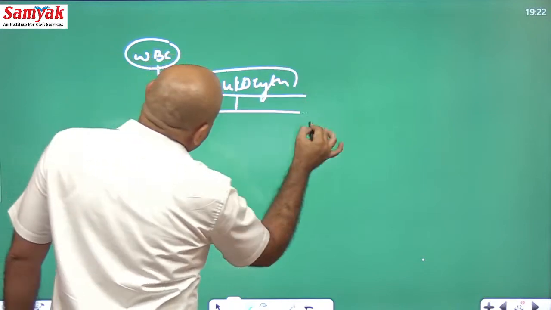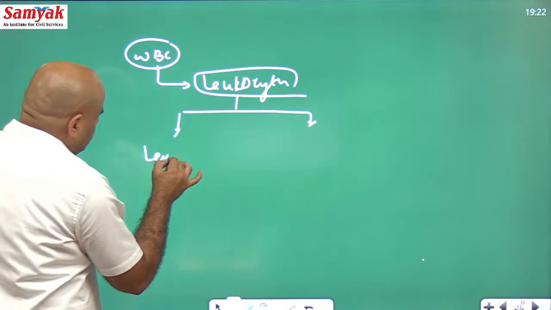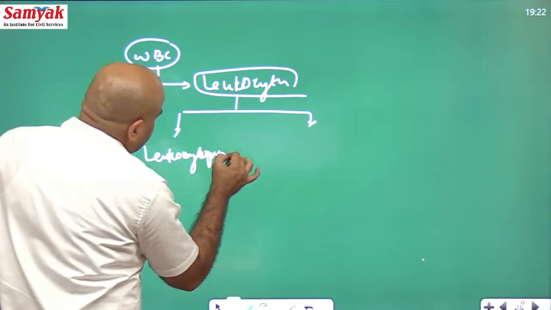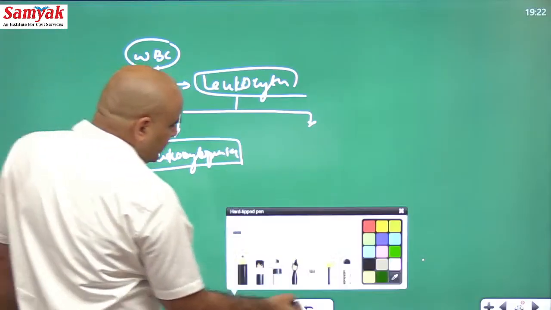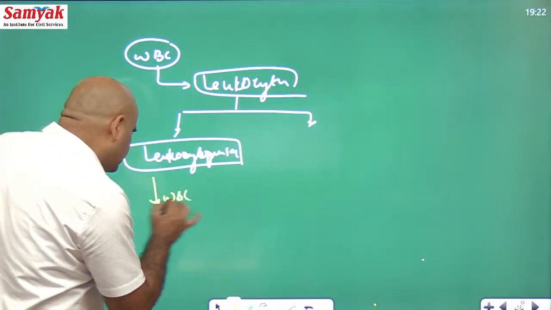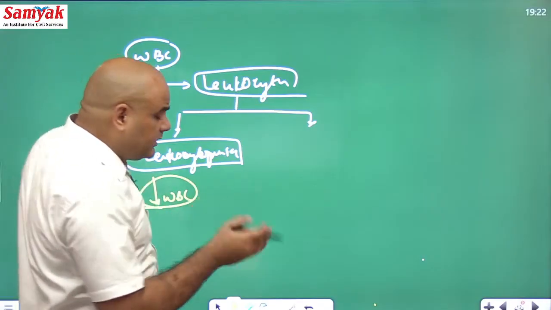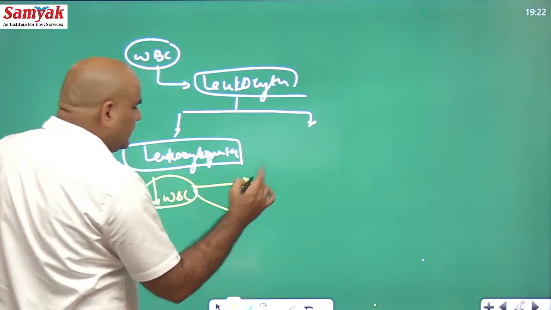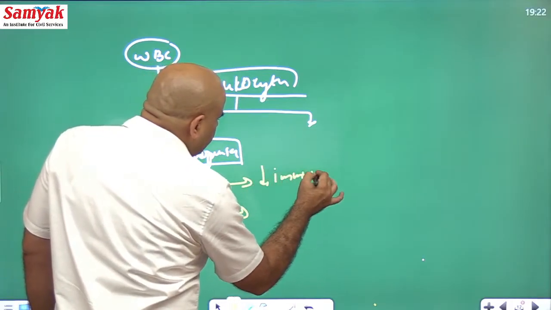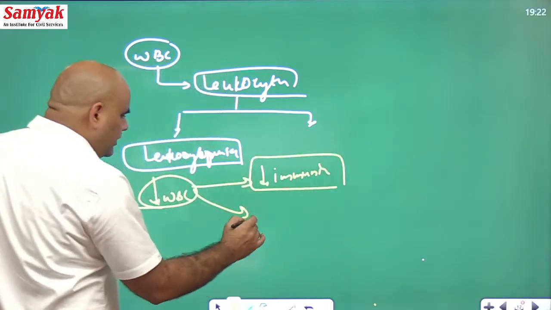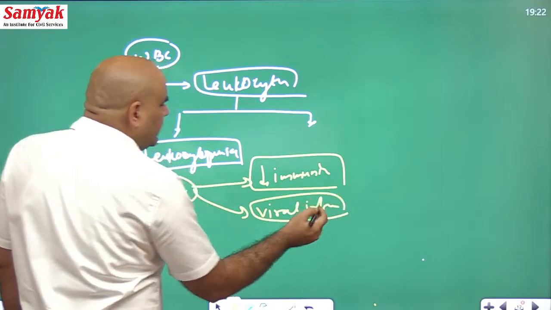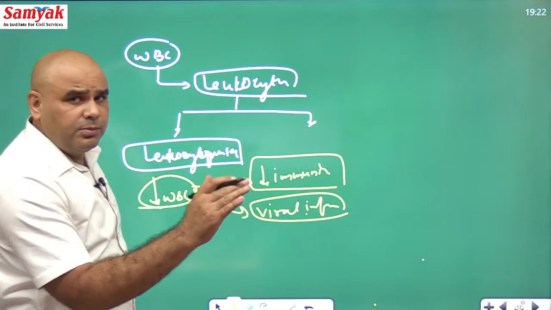So there are two types of situations. One is leukocytopenia. So whenever you are suffering with leukocytopenia, that means decreased number of WBCs. Now decreased number of WBCs are associated with two things. Number one is decreased immunity. And number two, it is a symptom of viral infection. Most recent viral infection can lead to decreased number of WBC.